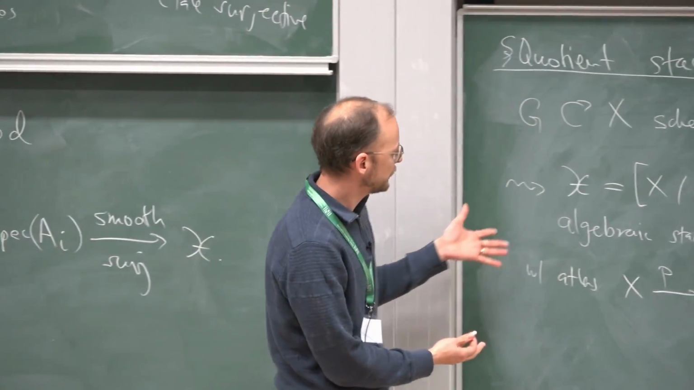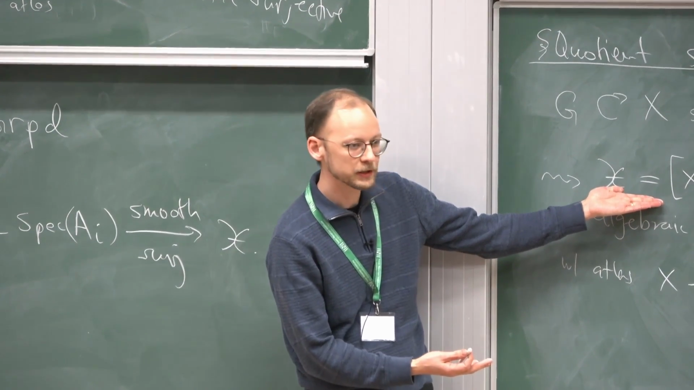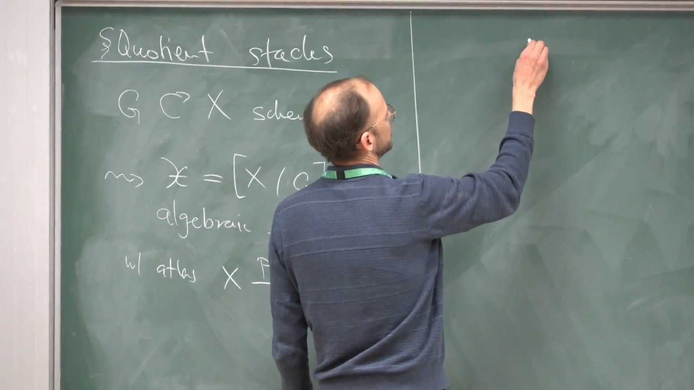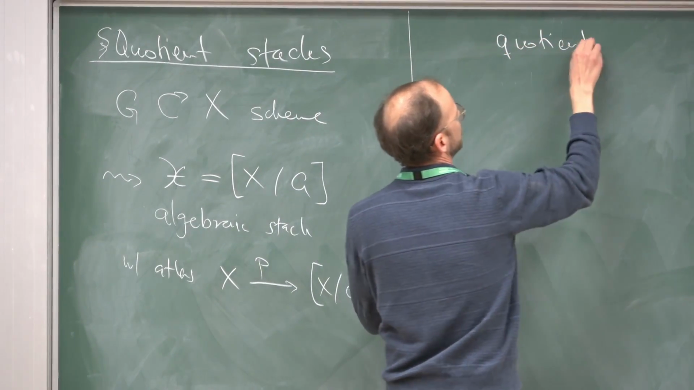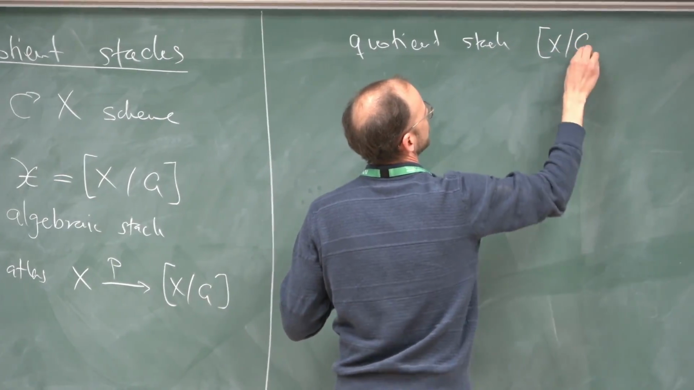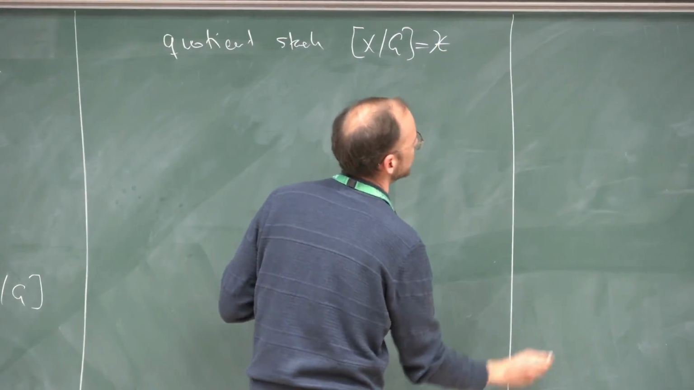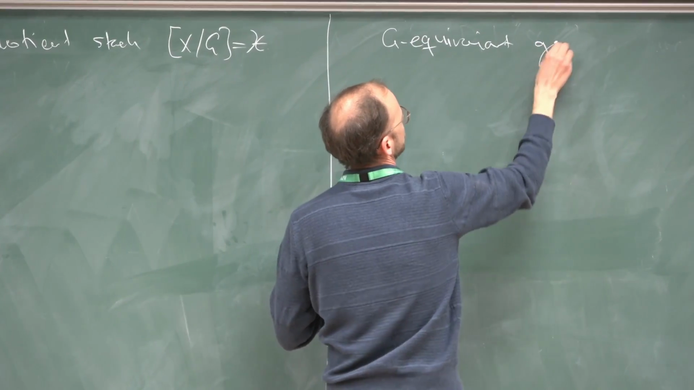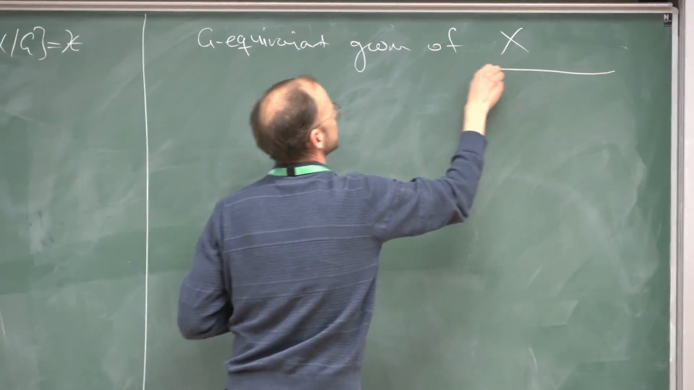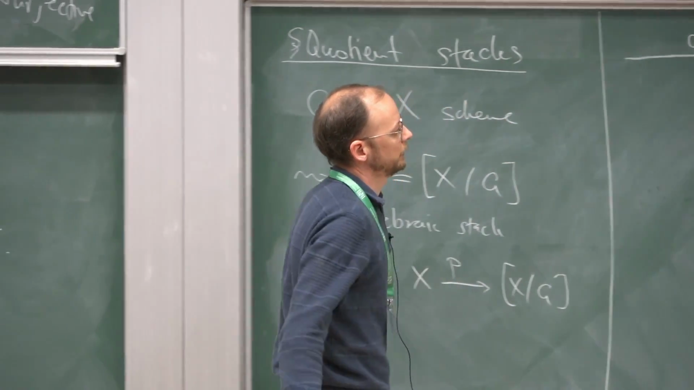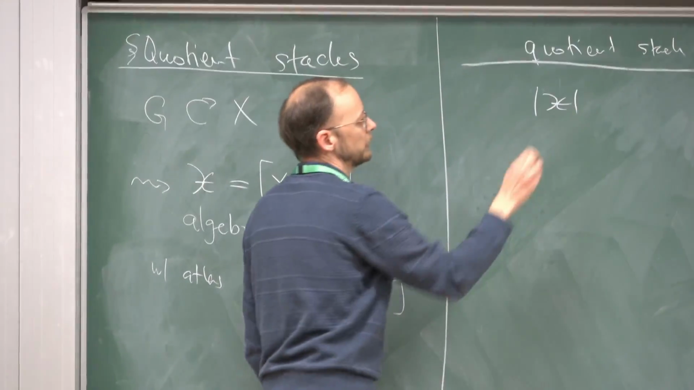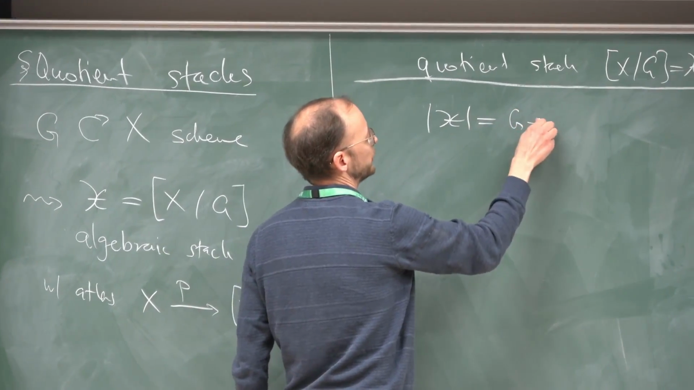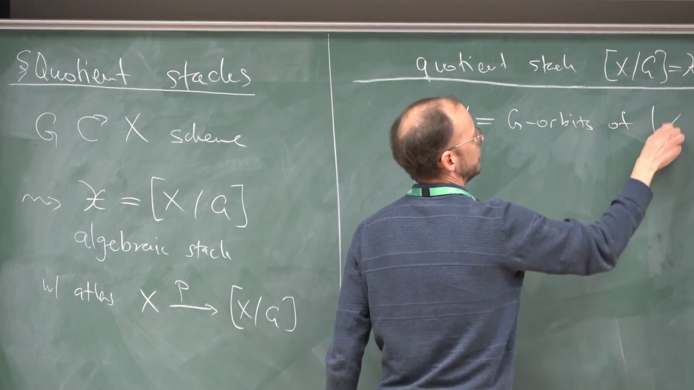So now let me do the dictionary here between these algebraic stacks of this special form and the G-equivariant geometry of X. So the quotient stack, we call it curly X, and the G-equivariant geometry of X. So the first thing is the topological space of the stack X. This is nothing but the G-orbits of X.